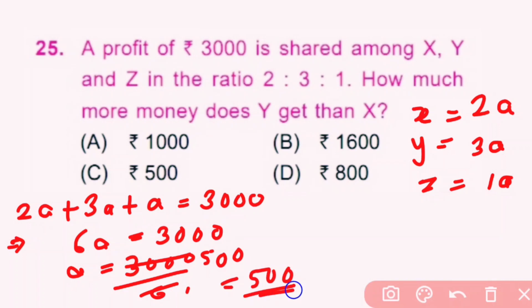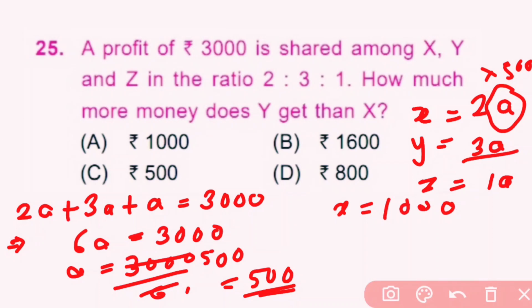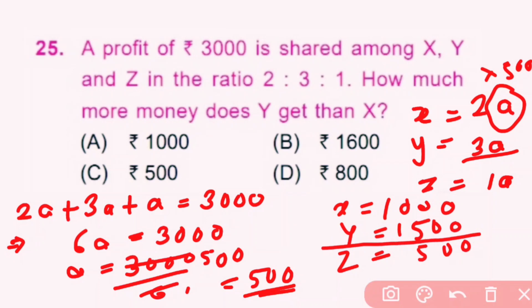So now we put the value: instead of A we put 500, means 2 into 500, X profit is 1000. Now 3 into 500 is 1500 and Z only 500. And how much more money does Y get than X? So Y gets 1500 and X gets 1000. So Y gets 500 more than X. So here C is the correct answer.